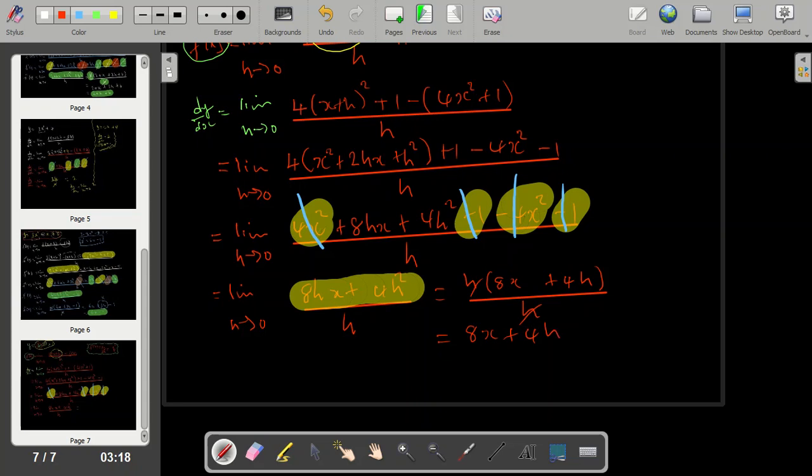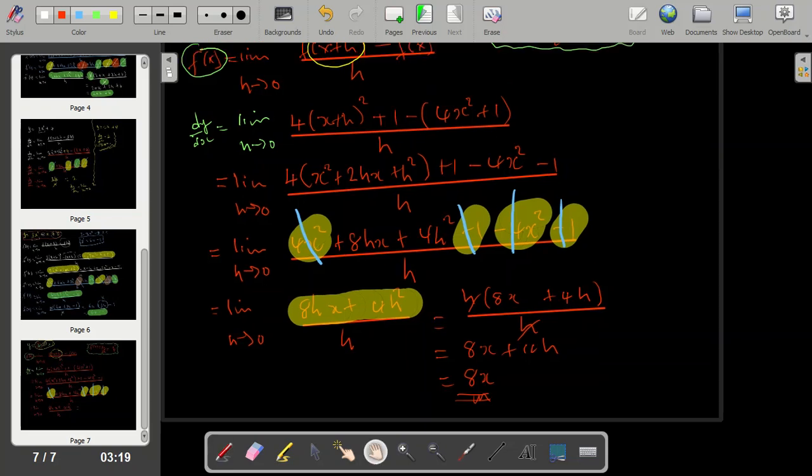But when h approaches 0, where there is h, we multiply by 0. 4 times 0 will just be 0, so we just remain with 8x as our final answer. So that is what we did yesterday.